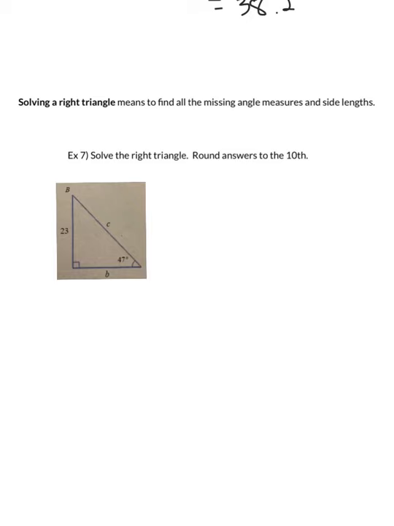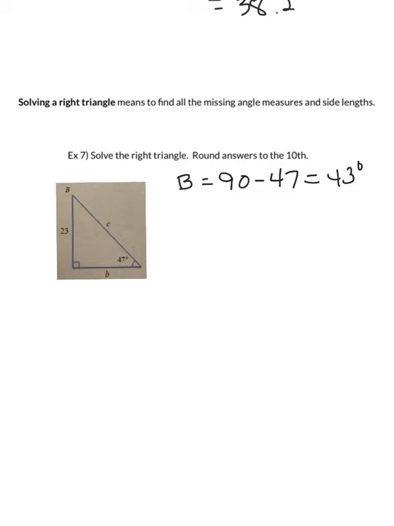For example 7, we are given a right triangle that we need to solve. Remember, if you have a right triangle, the right angle automatically takes up 90 degrees of the 180 degrees that are the measures of the three angles in a triangle. So that means that the other two angles have to add up to be 90 degrees. If we know that one of the angles is 47, then angle B must be 90 minus 47, which is 43 degrees.